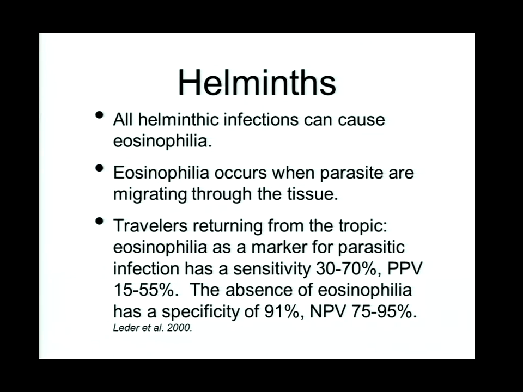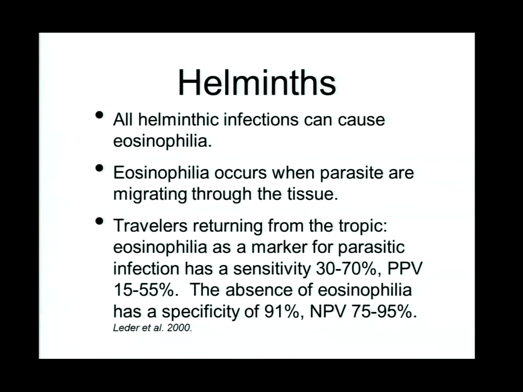So, helminth infections all cause hypereosinophilia, and the eosinophilia is often seen at the early stages of the infection because eosinophilia is usually seen when the parasites are migrating through the tissue, from muscular tissue or GI tissue through the pulmonary walls, through the CNS. So you definitely have to think about hypereosinophilia and helminthic infection from travelers or patients coming from the tropics.